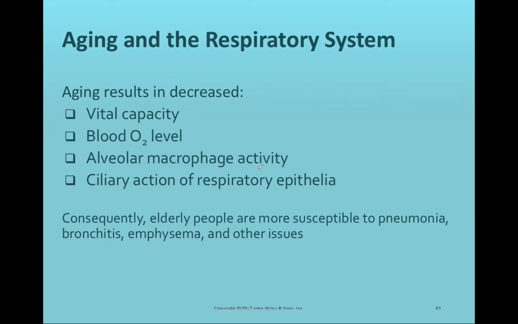The ability of our blood to carry oxygen will be much less efficient, as well as the activity of our alveolar macrophages. The cilia along the inside of our trachea are going to break down, and we become much more susceptible to certain conditions related to the respiratory system. Chronic bronchitis and emphysema, which are two types of COPD, become much more common as we age.